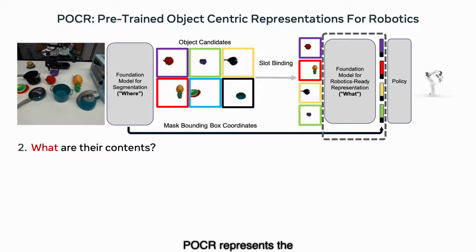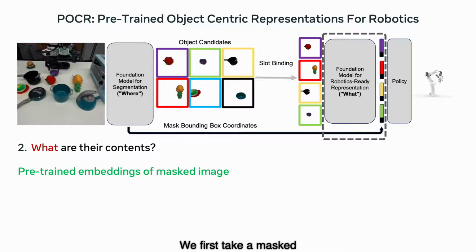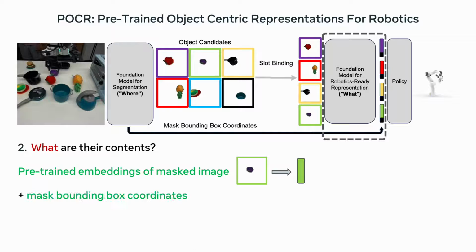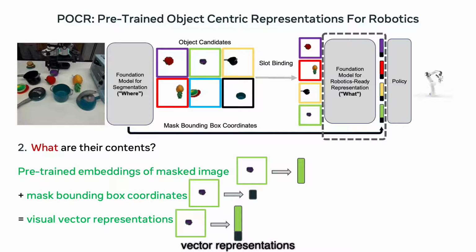Next, POCR represents the content of each object. We first take a masked image of each object, as shown in the figure, and pass it to a pre-trained visual encoder to obtain its pre-trained embeddings. We then concatenate the pre-trained embeddings of the masked image with its corresponding masked bounding box coordinates, and together they form the visual vector representation of a masked image in each object slot.